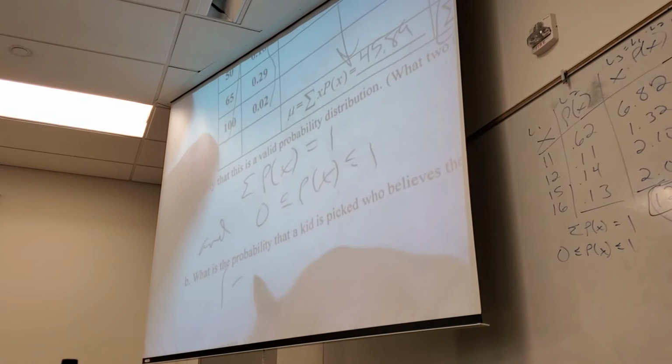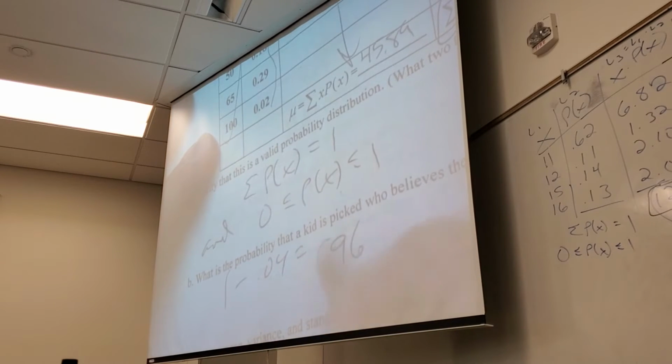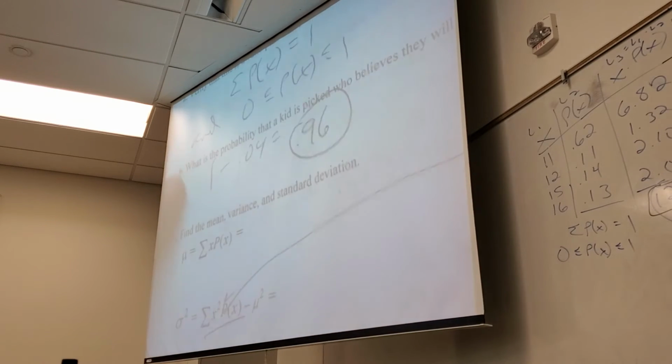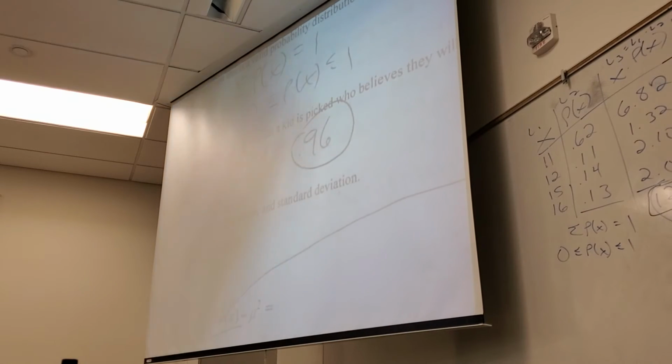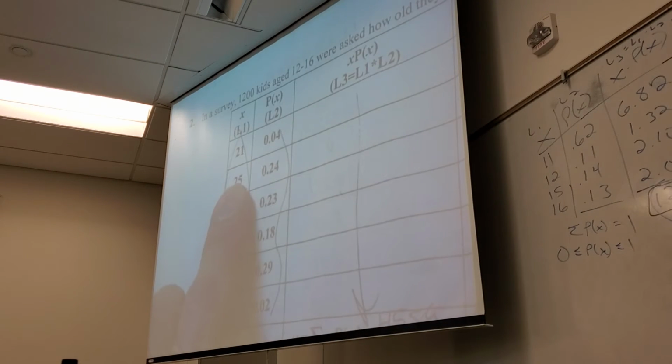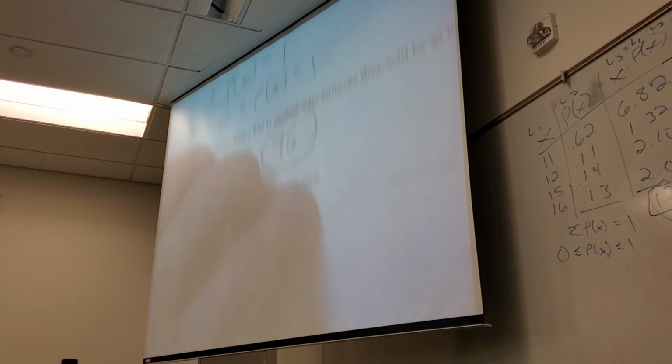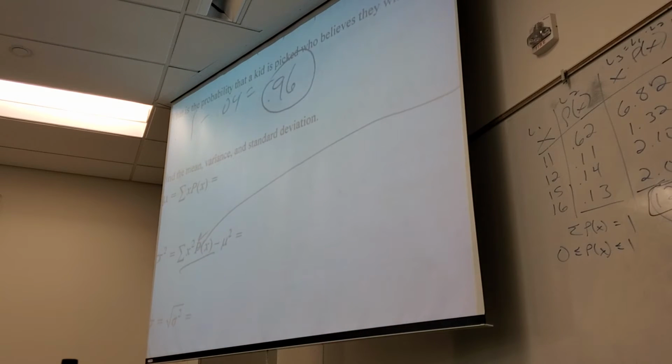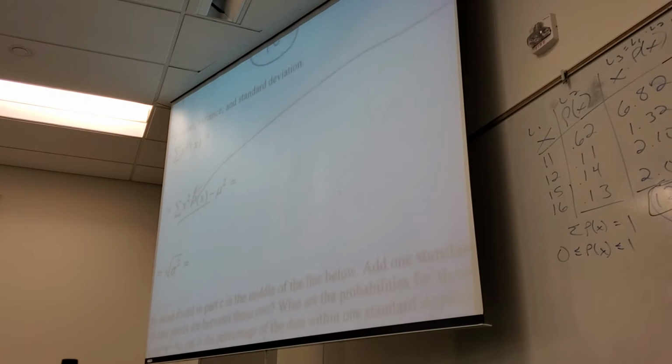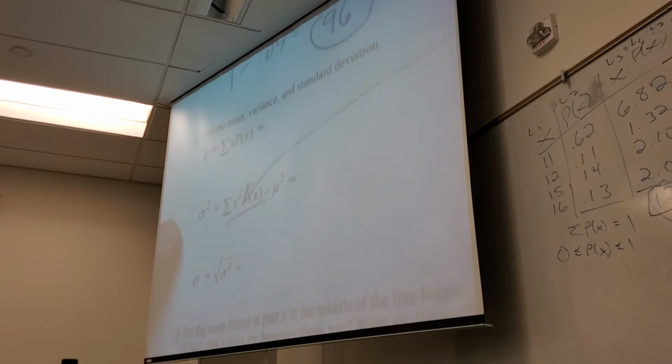So I would do 1 minus 0.04, 0.96. Bam! 96% chance. I love the 24% of the kids that would think they retire at 25 thing. They're going to make the next Instagram or whatever. This one's even better.